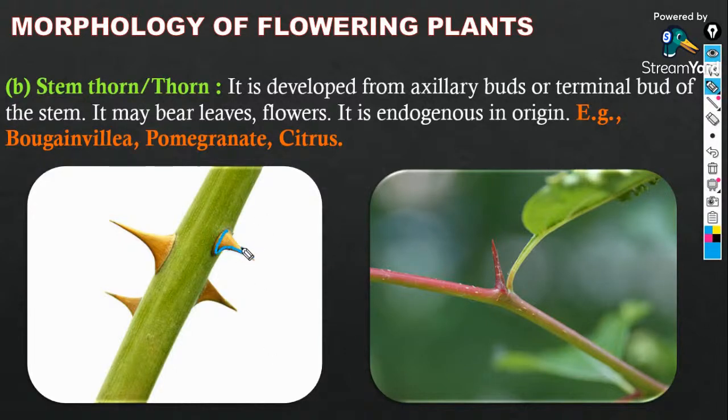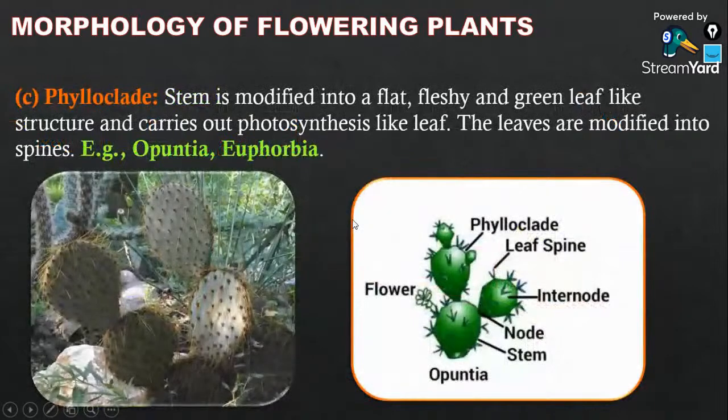Okay, there are structures that arise. Look, I hope you all might have seen this, might be in your home garden itself. These small thorns arising from the stem, right? So they are examples of stem thorns.